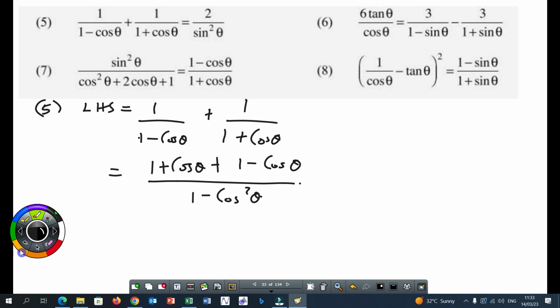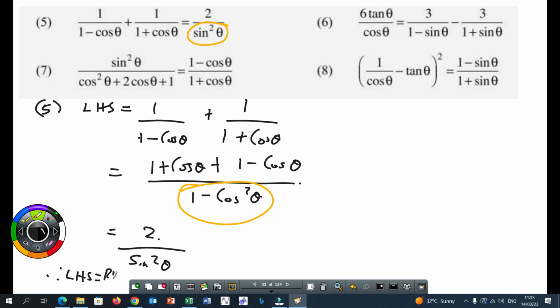Please, you should know, if you do a lot of practice, that to get this sine squared theta, you need to create 1 minus cos squared theta. Okay, always. Right? Then 1 plus 1, that's 2. Cos theta minus cos theta, that will be 0. Then you convert that to sine squared theta. Therefore, the left-hand side is equal to the right-hand side. Okay? This one, finding the LCD will be 1 mark. Okay? This one could probably maybe 3 marks. It's not that complicated. Right?